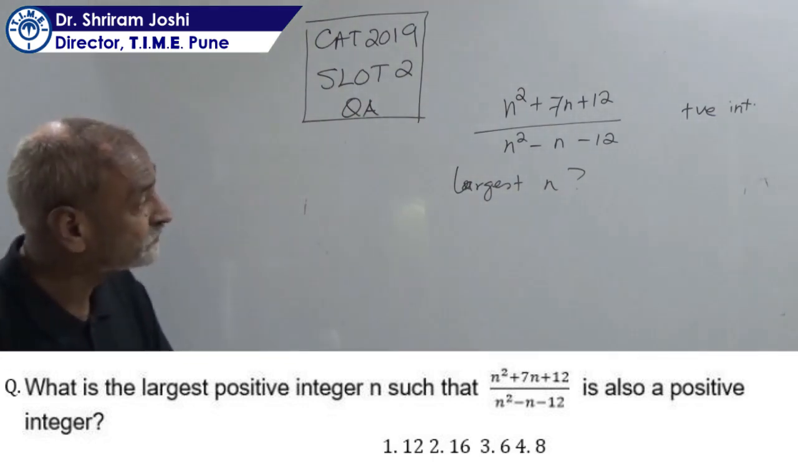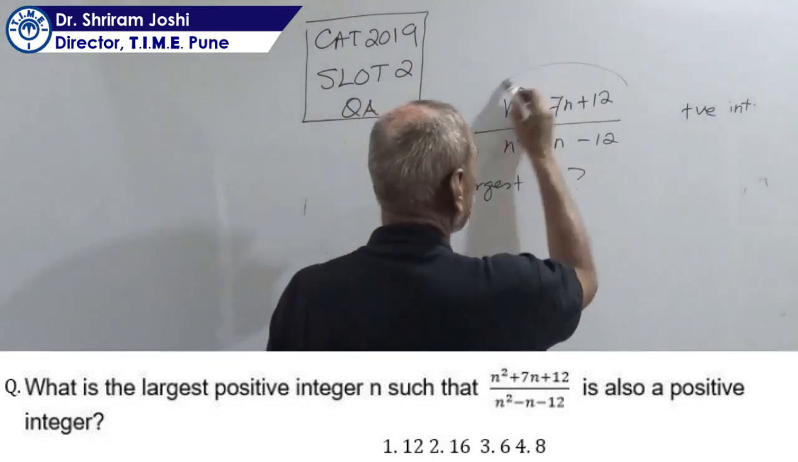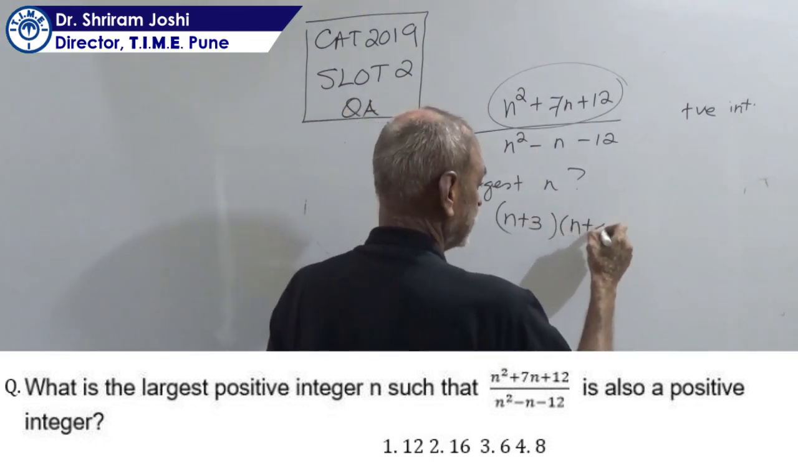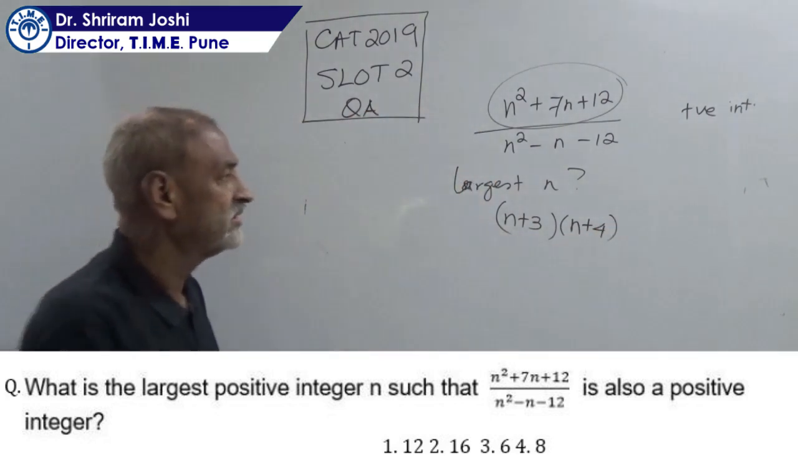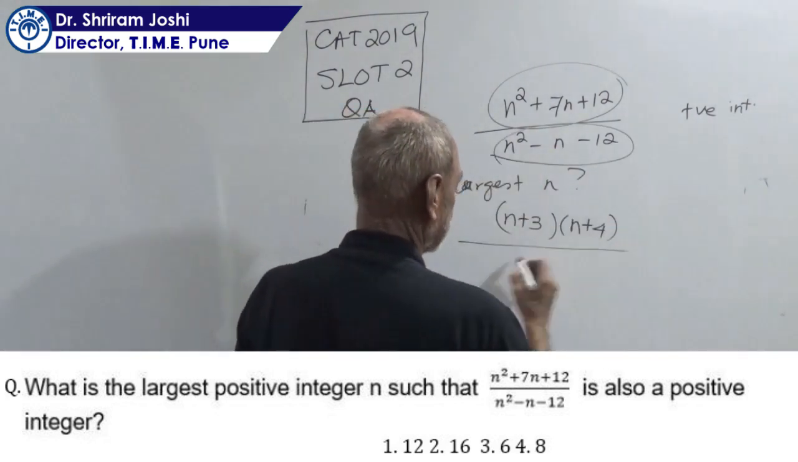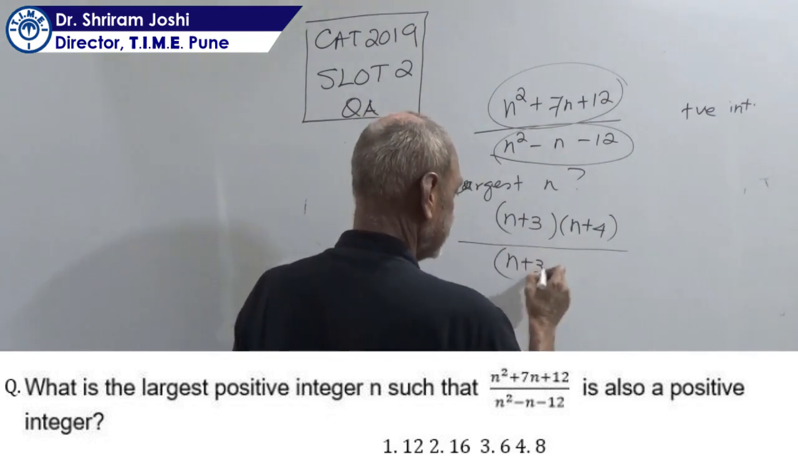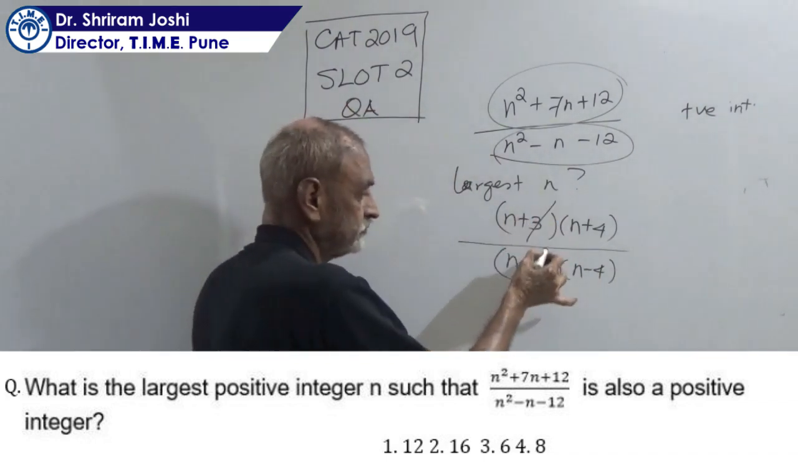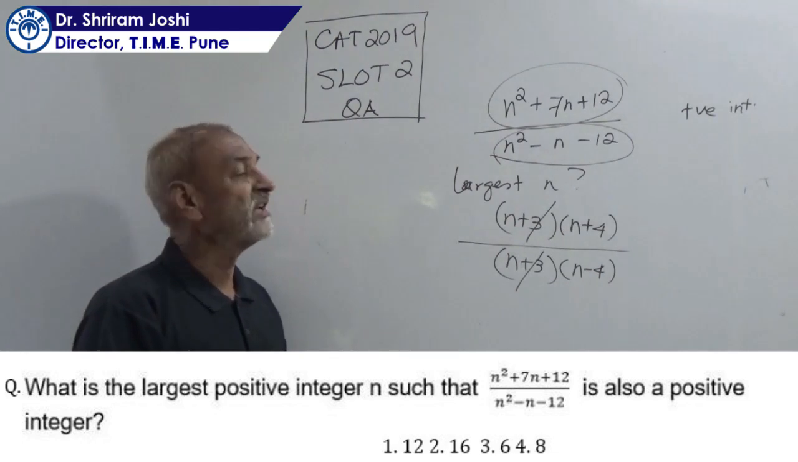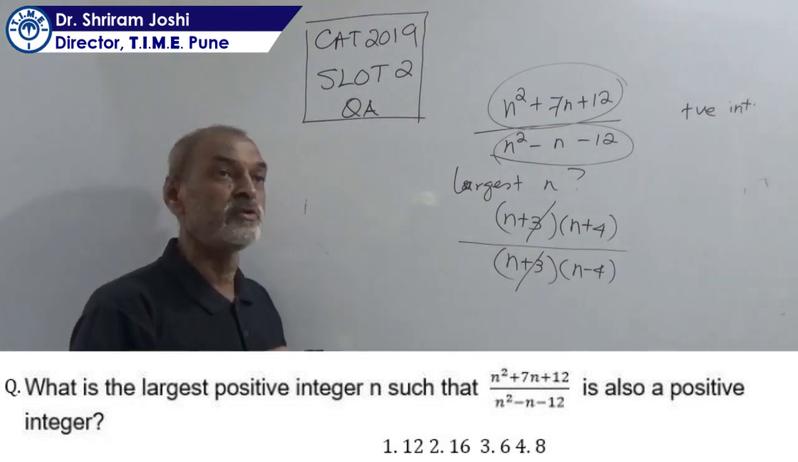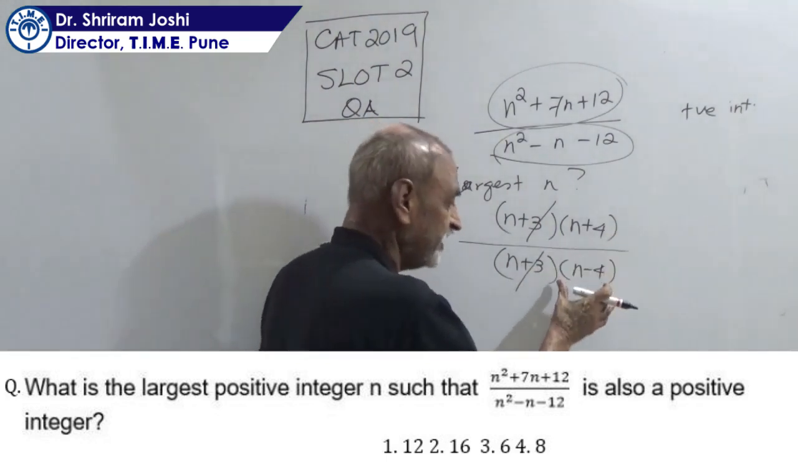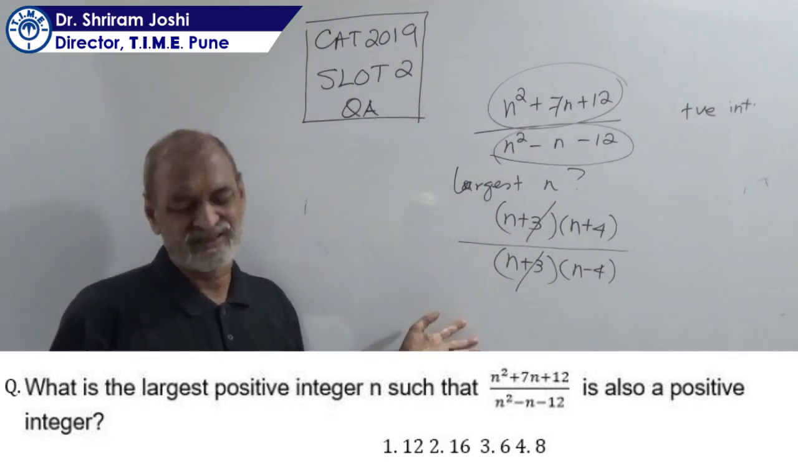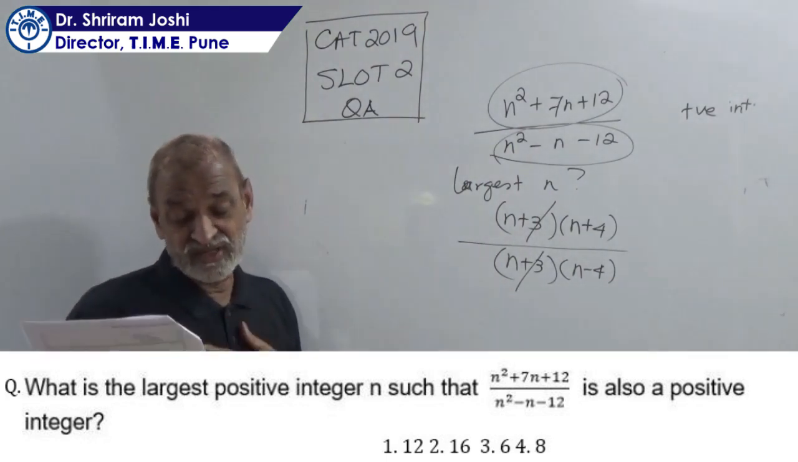This is not a theta question. Do you realize that this can be factorized? The factors are n plus 3 and n plus 4. This can be factorized, and the factors are n plus 3 and n minus 4. The question has turned into, what is the largest value of n where (n plus 4) divided by (n minus 4) is a positive integer? Don't struggle. It's an MCQ. Which is the largest option?